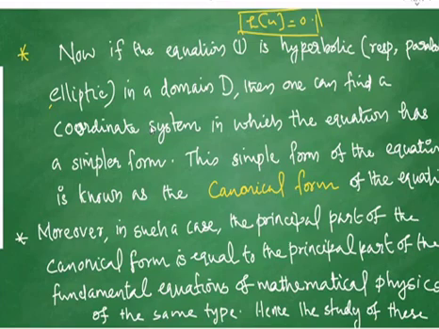If the equation is hyperbolic, then that type of equation has a simple form. All the equations belonging to hyperbolic have a simple form. That form is known as the canonical form of the equation. Similarly, for parabolic there is a canonical form, and for elliptic there is also a canonical form.